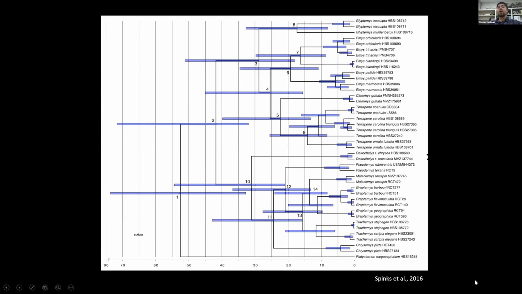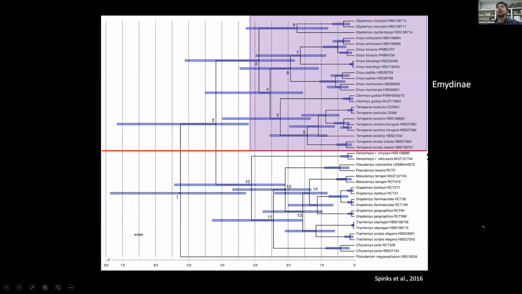Now, later on, this is from a couple years back now. This is one of the latest attempts at the genetic relationships of these through a phylogenetic analysis. And we still have the same two subfamilies being separated very clearly, with the Emydinae being up here and the Deirochelyinae being down here. They still separate out well.